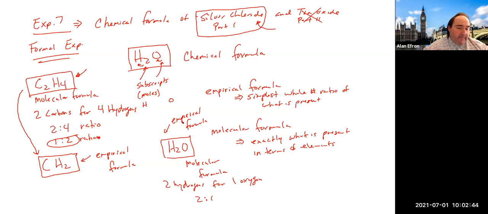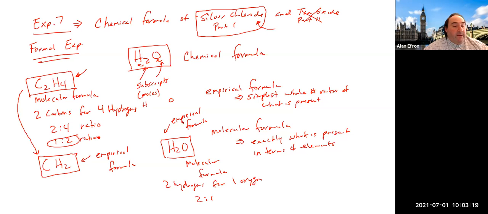So empirical formulas, simplest whole number ratio, does not always mean it tells you exactly what's present, but it does tell you, again, the simplest ratio of what is present in that particular compound. If you're talking about the molecular formula, it tells you exactly what is present. So in the case of the guy on the left, it tells us exactly that there are 2 carbons and 4 hydrogens present in that compound. And just like water tells us 2 hydrogens, 1 oxygen. But again, the empirical formula is basically the simplest representation of that.